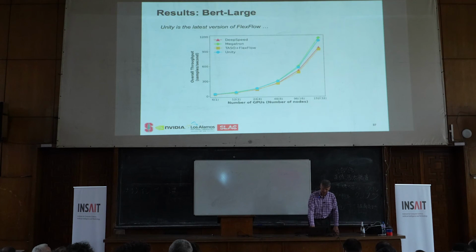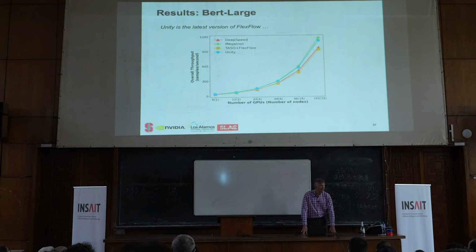And does this make any difference in practice? Well, here is a comparison of FlexFlow against Megatron. And Unity is the latest version of FlexFlow, so this is comparing the old FlexFlow against Unity. Megatron is this handwritten implementation from NVIDIA that incorporates every known optimization. And you can see that FlexFlow is getting very close to what Megatron can do.